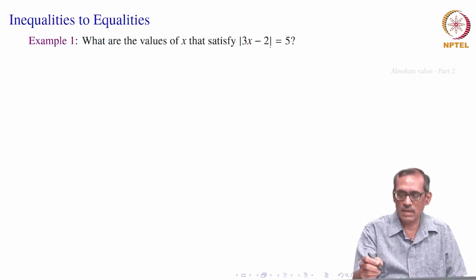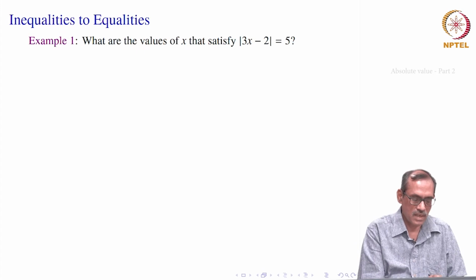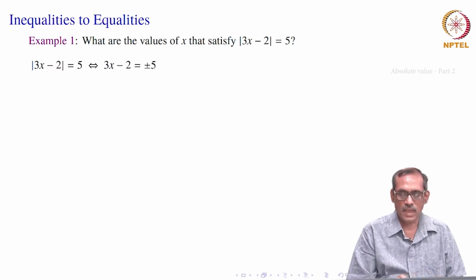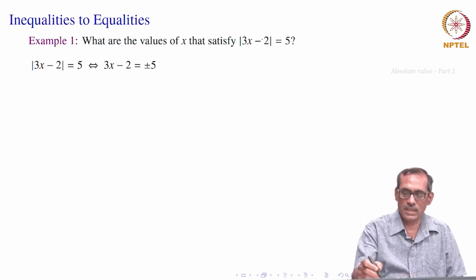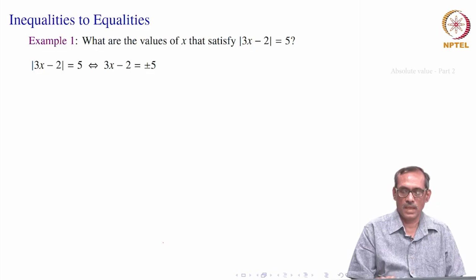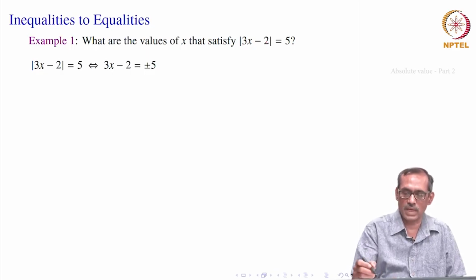Immediately you can think of squaring it, (3x - 2)² = 5², and try to solve it, but there can be better ways. We know that this modulus means either it is equal to that or it is equal to minus of that. So 3x - 2 can be either equal to 5 or equal to -5. That is what we write.